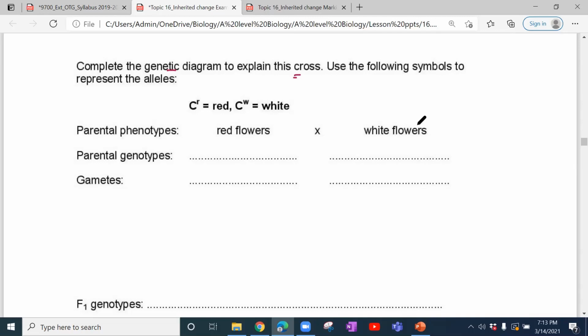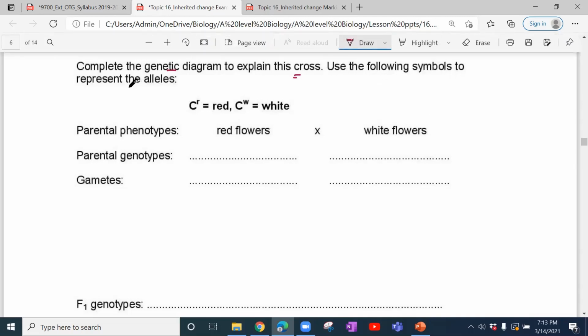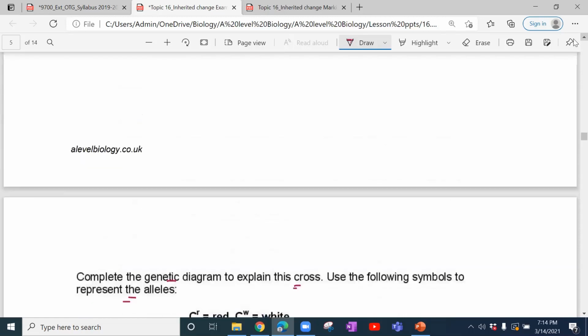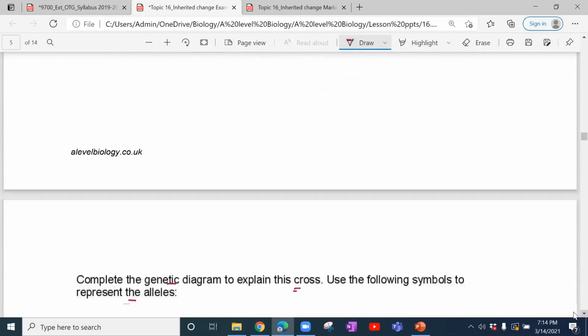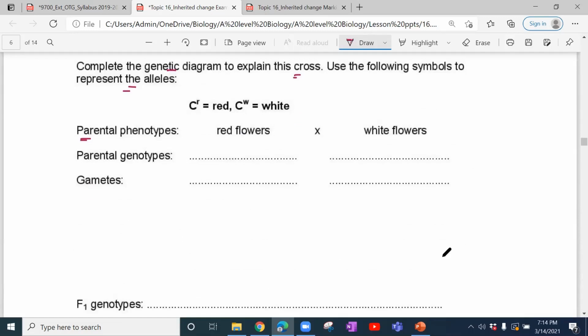Let's see. ठीक है, so they say use the following symbols to represent the alleles. So ठीक है, C R is for red, C W is for white. So this is the parental phenotypes. ठीक है, so remember the first up they said 2 pure breeding strains of snapdragon were obtained. One had red and one was white. So right now, first जो हम काम कर रहे हैं यहाँ पे, this is for the parental generation. ठीक है, and it's pure breeding. ठीक है, both of them are pure breed.